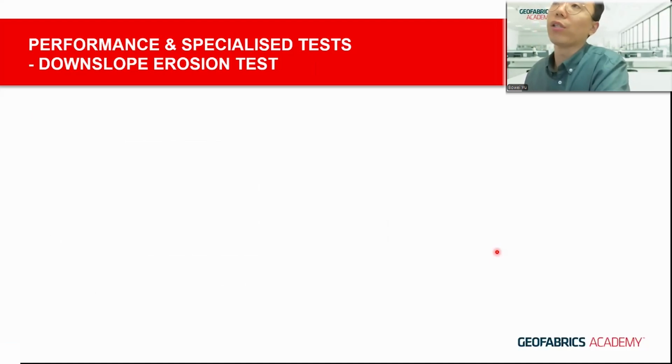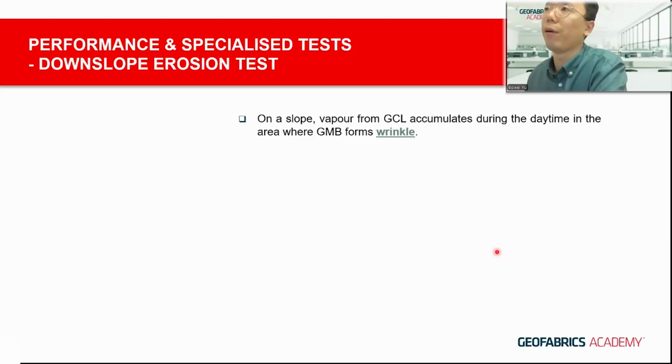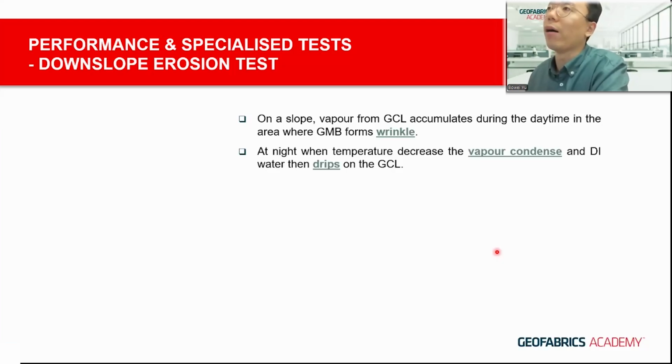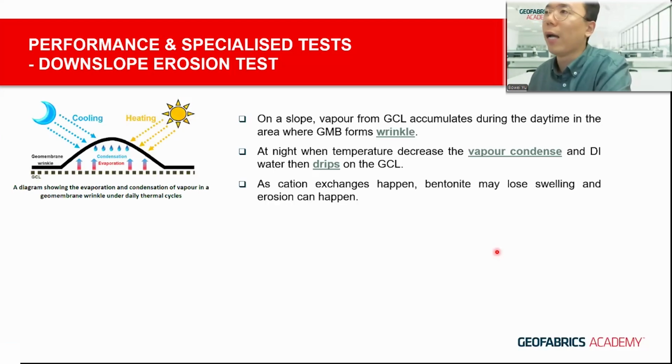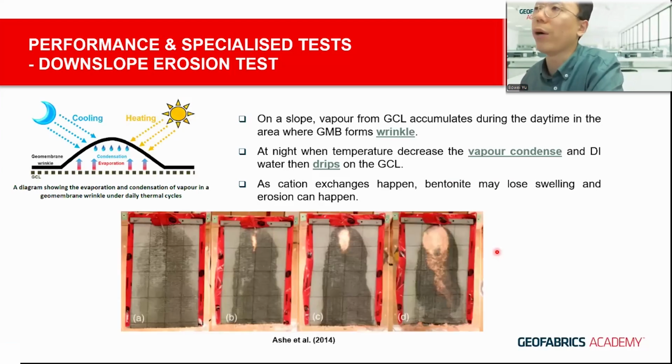And then we will go to some durability tests. The first one we will talk about is the downslope erosion test. This is when the GCL and GMB composite liner is exposed to the outer environment. During the daytime, evaporated vapor will accumulate in the area where the GMB forms wrinkles, while at night it starts to form drips and drip down. Those DI water drips will initiate cation exchange, and the bentonite can eventually lose swelling and erosion can happen.